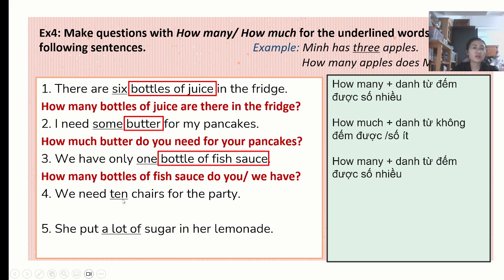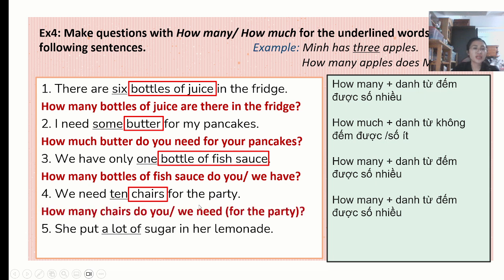Number 4, look at the underlined word, 10. 10 means you can count, so this is a countable noun. We can use how many, and after how many is a plural noun. Chairs, plural noun. And our answer is: How many chairs do you need? Or how many chairs do we need?